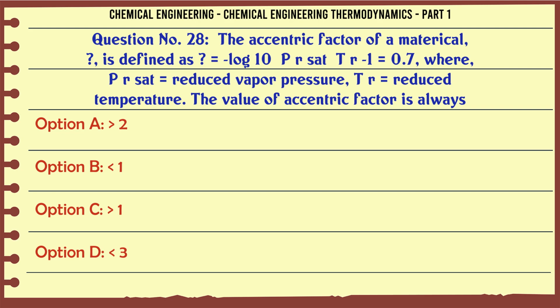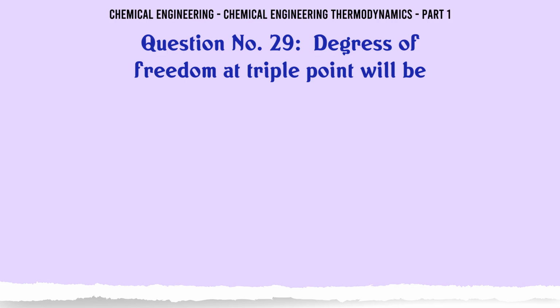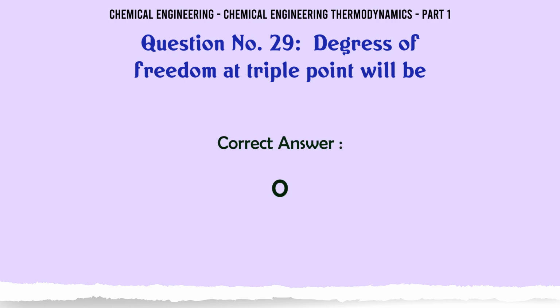The value of acentric factor is always A. 2, B. 1, C. 1, D. 3. The correct answer is 1. Degrees of freedom at triple point will be A. 0, B. 1, C. 2, D. 3. The correct answer is 0.